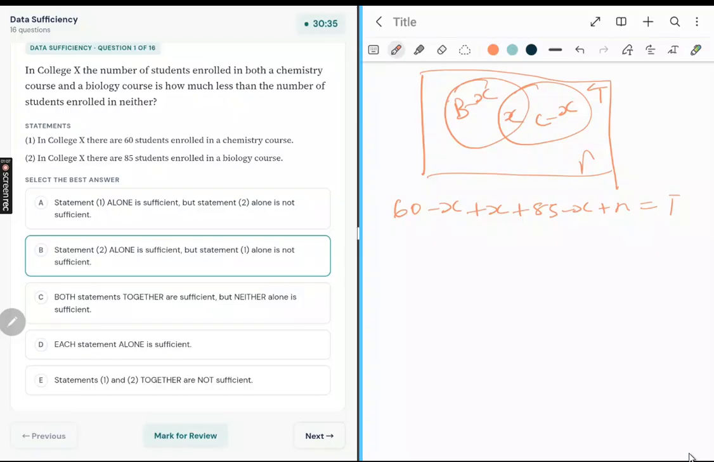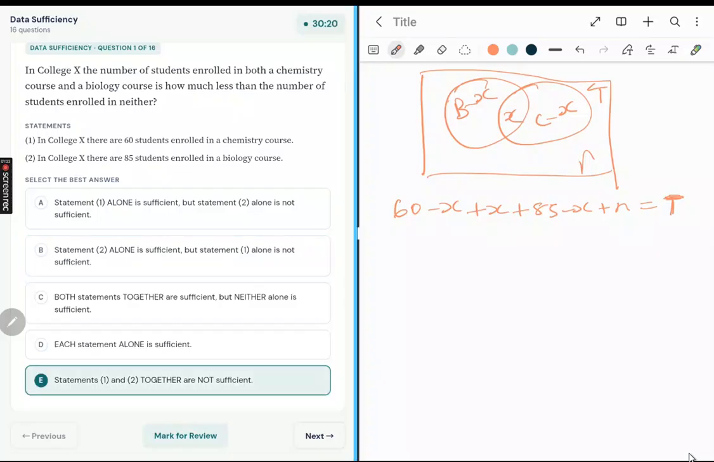Even when we combine them together, you see that we still have a lot of variables. We have 3 variables here. So even if you said S minus N, the total we don't still know, so we can't solve this. We select E.